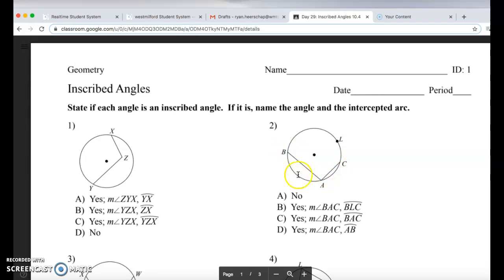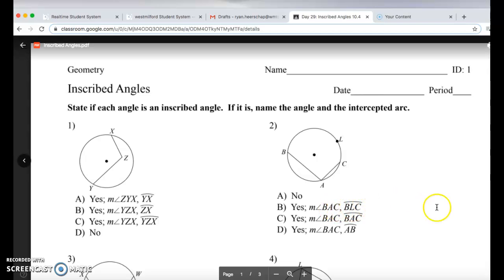So the arc that this uses is this arc, B over to C. So you can't just say BC, that assumes the shortest distance. That'd be this arc. Nope, we want the other side. So we need this third letter to force that direction. So arc BLC is the intercepted arc. So that's why it's angle BAC and arc BLC.